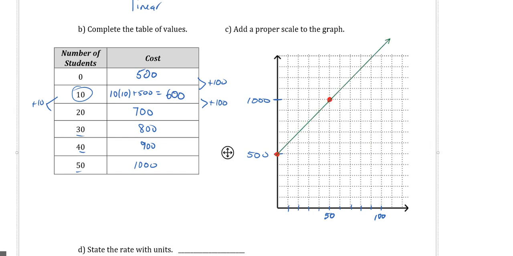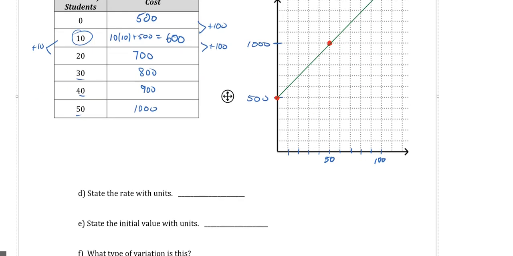And then I'll draw a line. Okay. State the rate with units. So we already talked about that, and our rate is 10. What would the units be? Dollars per person. The rate should always have a something per something in the units.